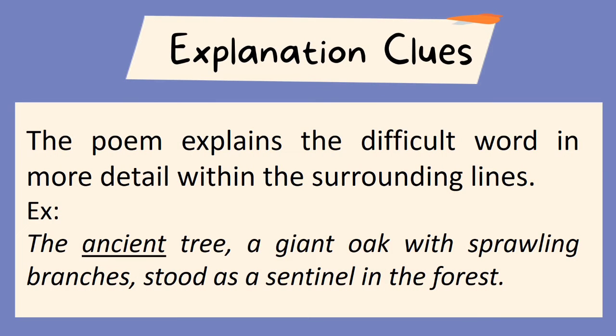Last is explanation clues. In explanation clues, the poem explains the difficult word in more detail within the surrounding lines. For example, the ancient tree, a giant oak with sprawling branches, stood as a sentinel in the forest. The unfamiliar word is ancient, and it is explained by the surrounding words. A giant oak with sprawling branches stood as a sentinel in the forest. Therefore, ancient means old.